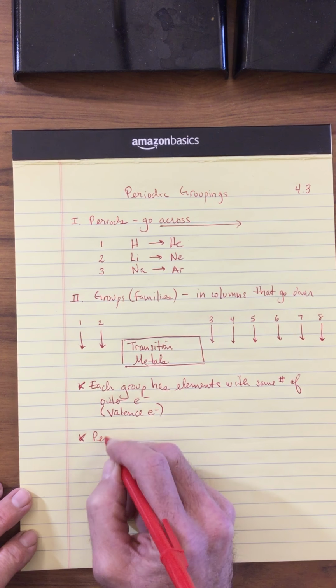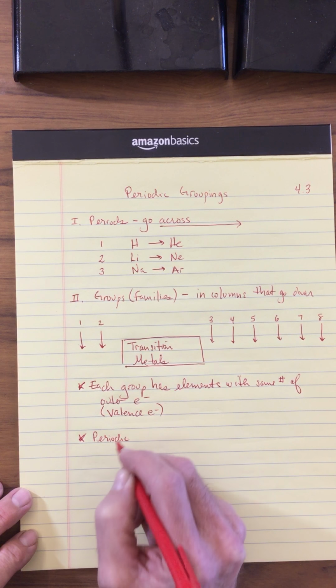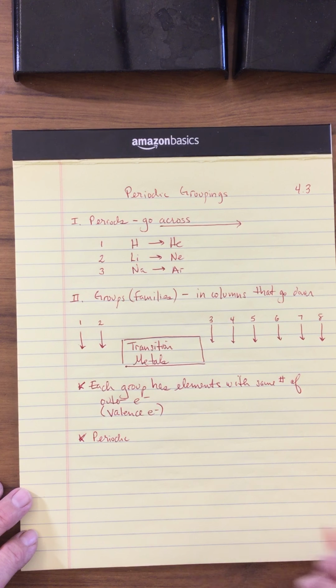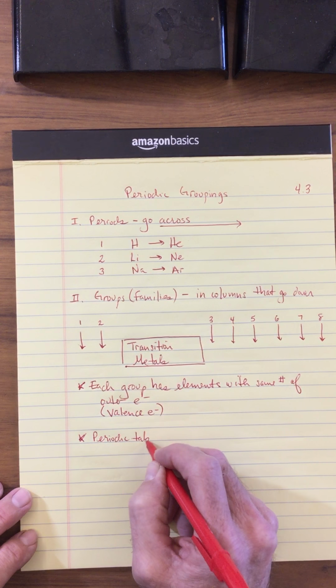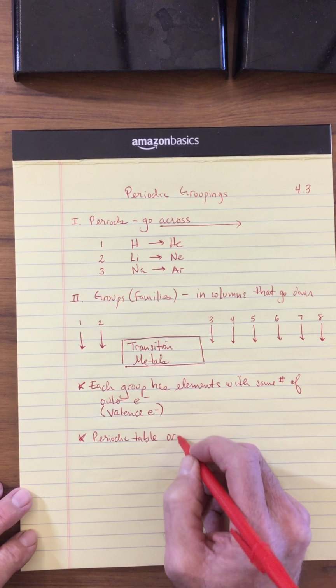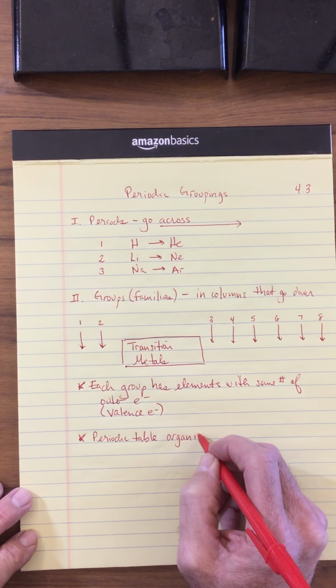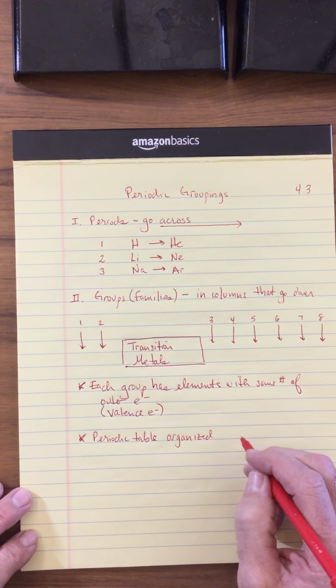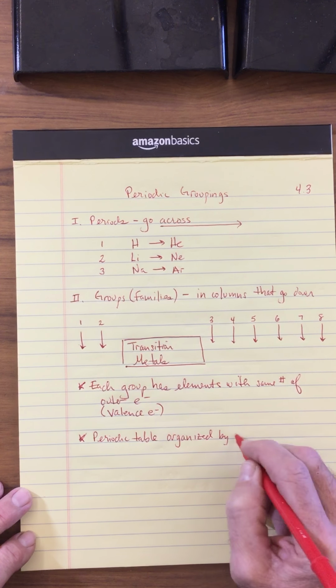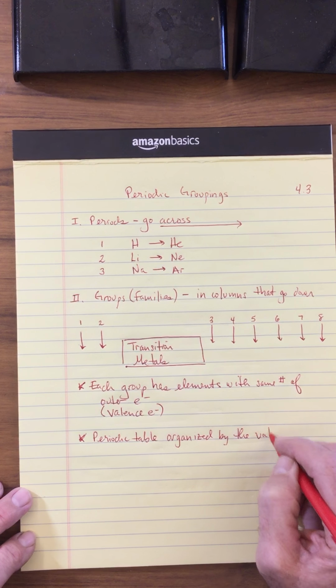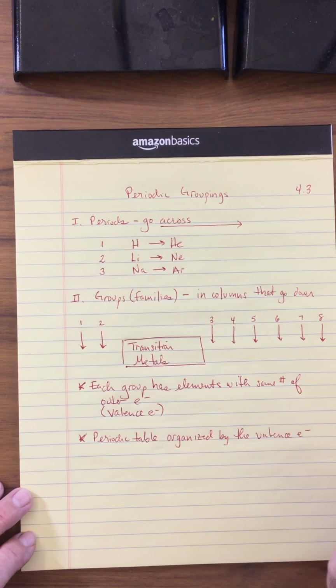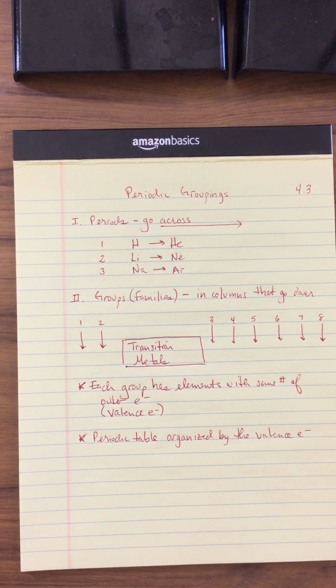So the periodic table is organized by the valence electrons. And we'll have a handout on that after this lecture.